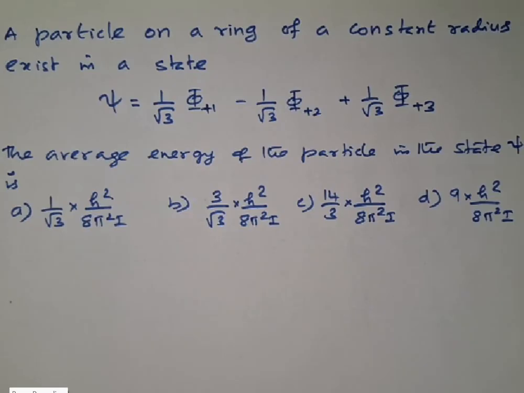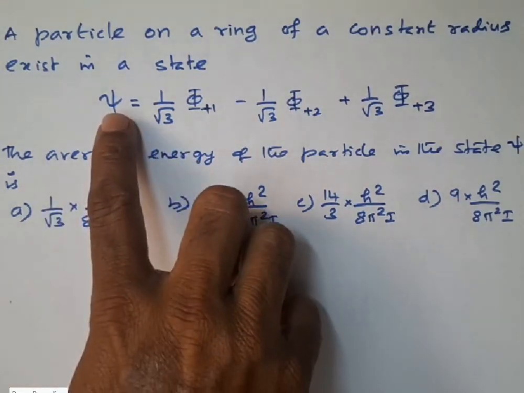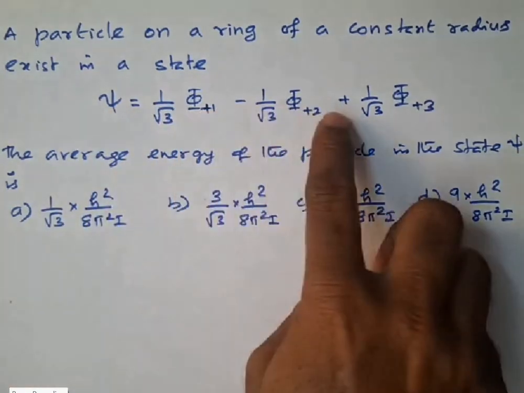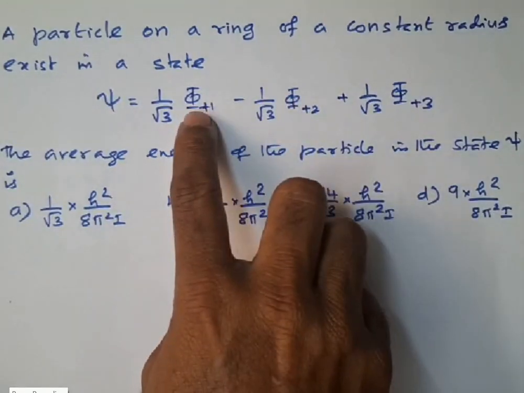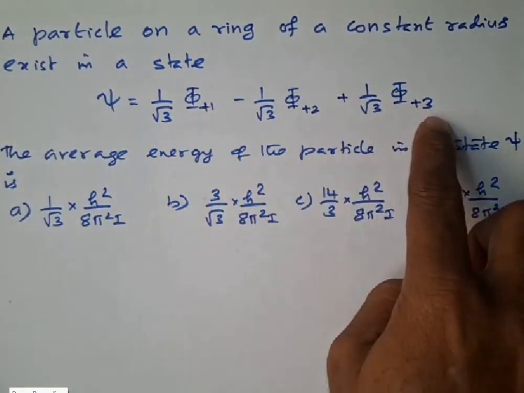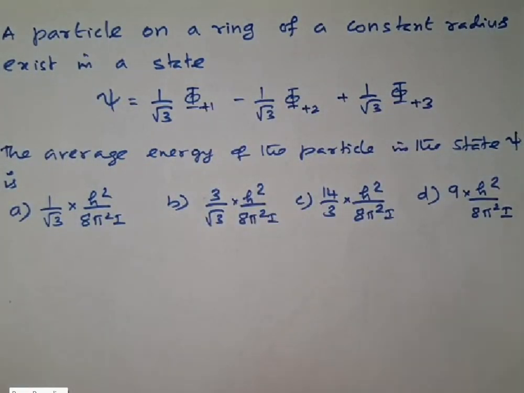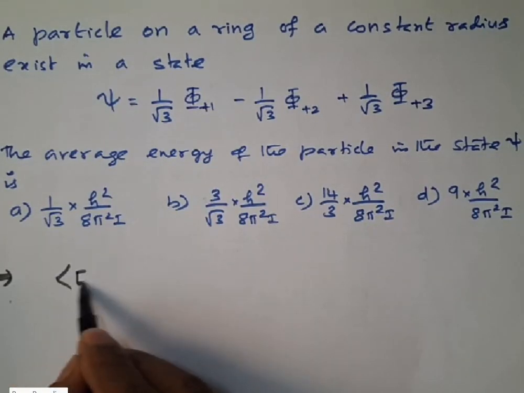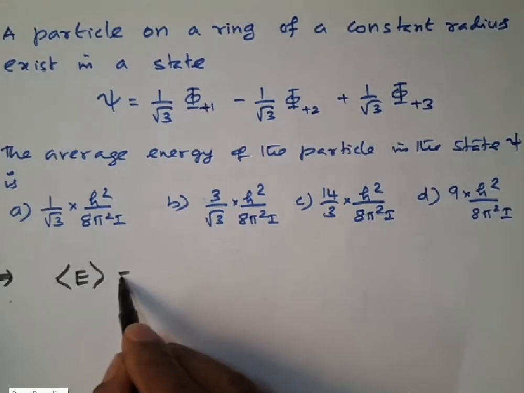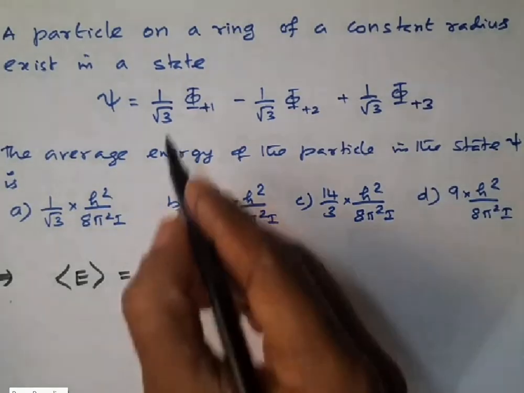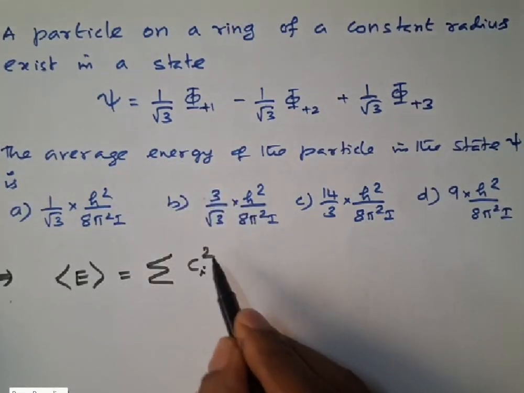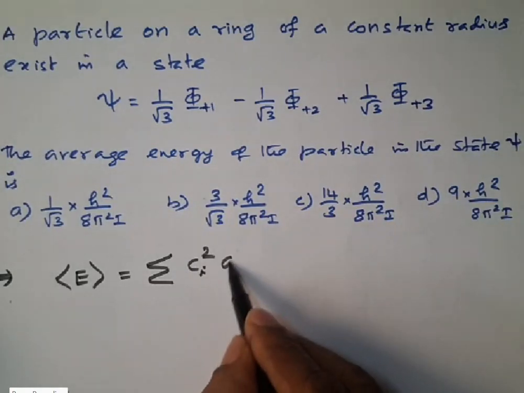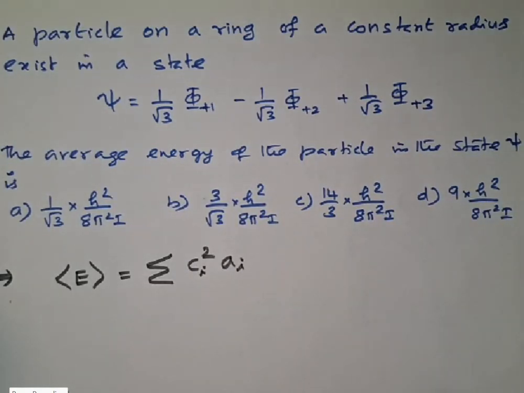If psi is a state which is a linear combination of three eigenstates, phi plus 1, phi plus 2, phi plus 3, and they are all eigenstates, how do we find the average energy? You know very well: the average or expectation energy is the summation of the coefficient squared, Ci square, times the eigenvalue. For energy, the eigenvalue is nothing but energy.